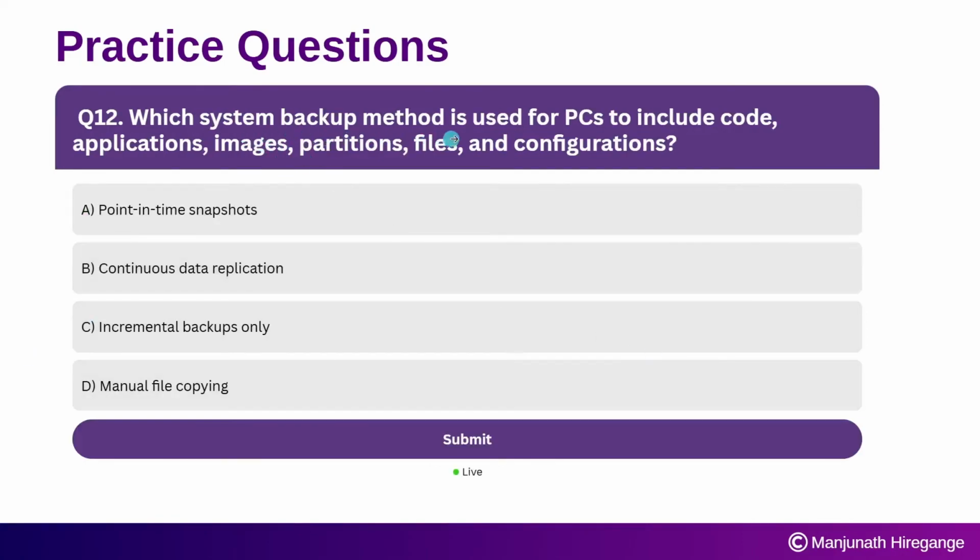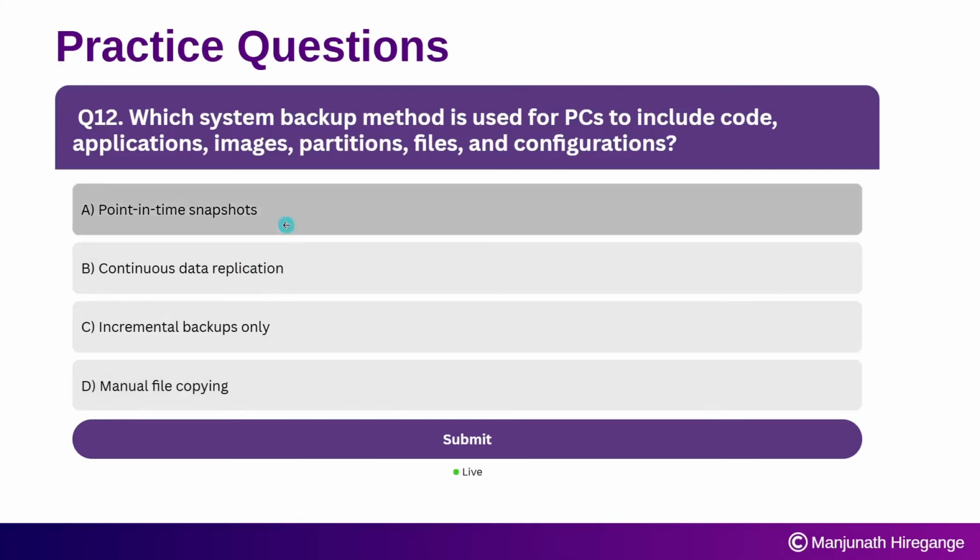Which system backup method is used for PCs to include code, applications, images, partitions, files, and configuration? Point in time snapshots, continuous data replication, incremental backups only, or manual file copying. So, continuous data replication focuses on real-time data synchronization, not full system snapshots. Then incremental backups store only changes made after the last backup, but they do not capture a full system state. And manual file copying is not a structured backup method and lacks automation.